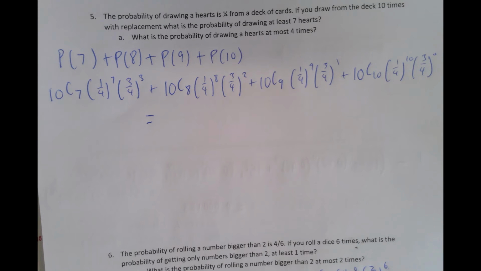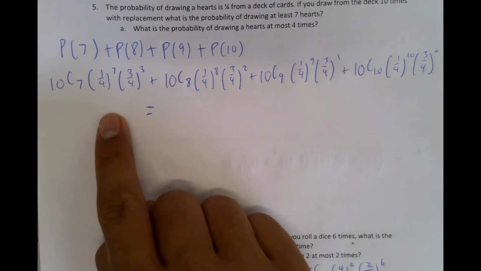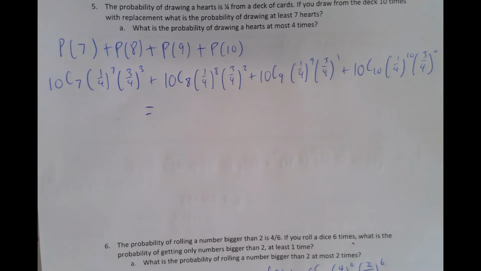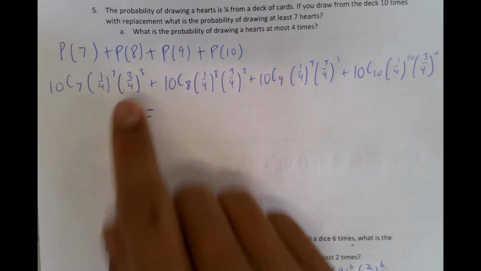Paula? Where did you get the 3/4? Okay, so great question. This one just tells us the probability of drawing a heart. Well, if the probability of drawing a heart is 1/4, that means the probability of not drawing a heart is the remaining percentage. So again, 1/4 plus 3/4 should equal a total of 100%.